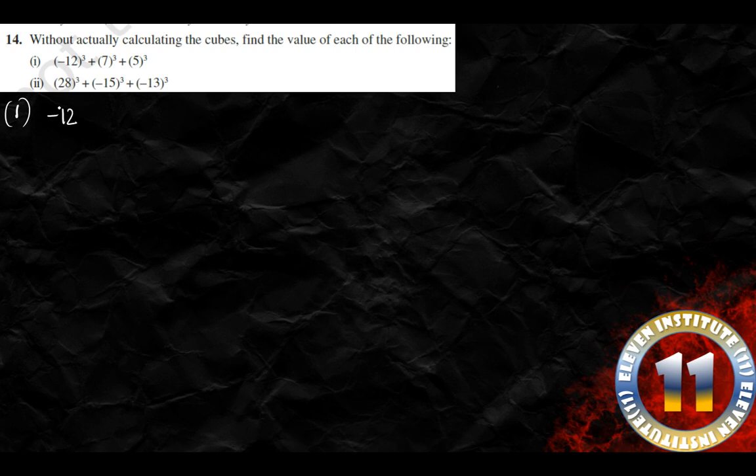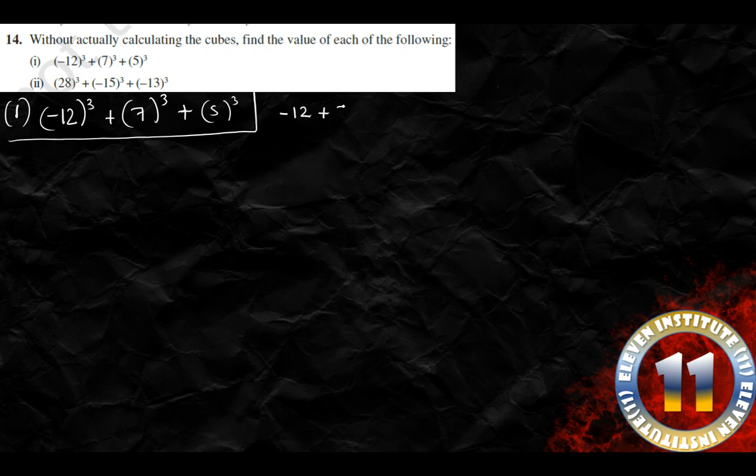What is the first one? Minus 12 the whole cube plus 7 cube plus 5 cube. Right, this is our question. So what we will do? Add minus 12, 7 and 5 over here. Minus 12 plus 7 plus 5. So minus 12 will be kept as it is, 7 plus 5 is 12. Minus 12 plus 12 we get 0.